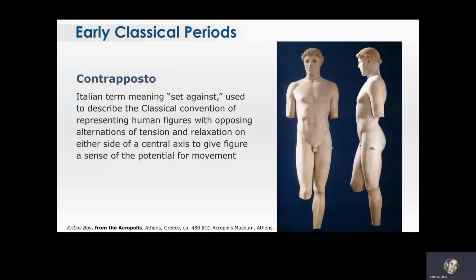Early classical period, the Critios Boy from the Acropolis, Athens, Greece, 480 BCE. Contrapposto is an Italian term meaning set against, used to describe the classical convention of representing human figures with opposing alternations of tension and relaxation on either side of a central axis to give the figure a sense of potential for movement.